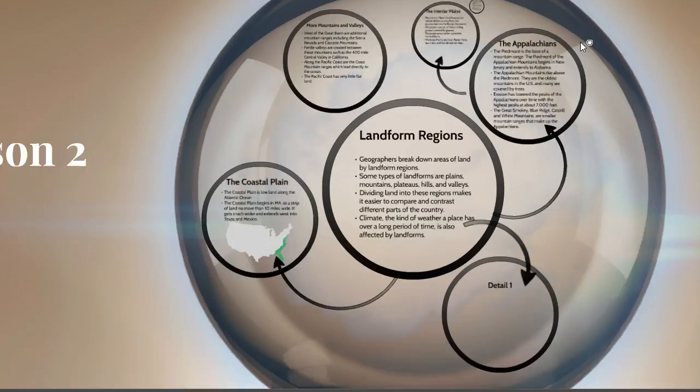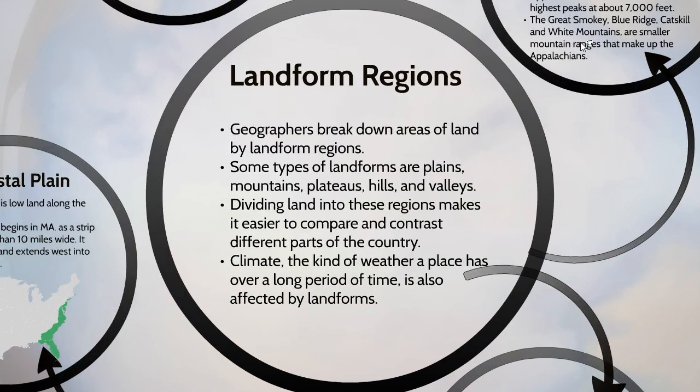And a landform region is just those regions that are broken down by similar landforms. And landforms can be plains, mountains, plateaus, hills, valleys, all those defining features of that area. By doing this, it makes it easier to compare and contrast different parts of the country. So, for example, we can compare Indiana as fairly flat, and if you move east into Pennsylvania, you start finding mountains, hills. It's quite a bit different, even if the trees and flora and fauna aren't that much different.